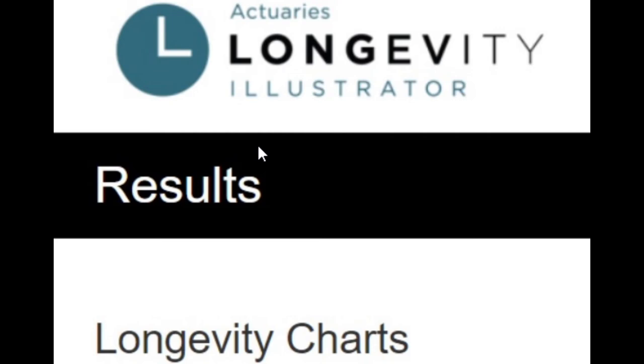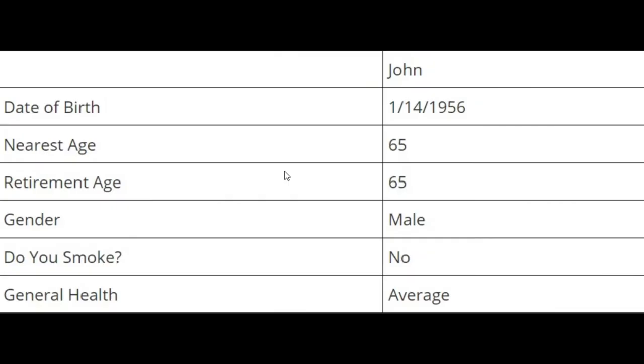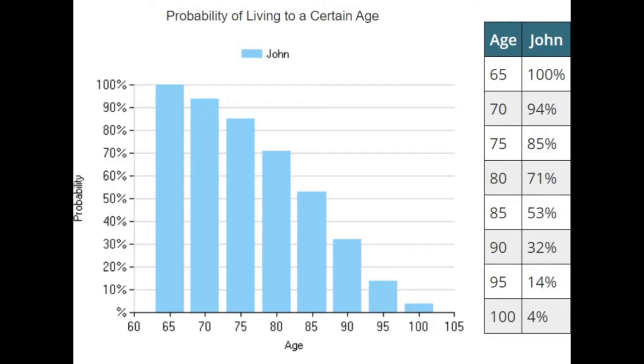Or again, the Actuaries Longevity Illustrator, developed in tandem with the American Academy of Actuaries and the Society of Actuaries, provides probabilities for a given person reaching a specified age. So here, for John at the age of 65, if we assume his retirement begins at 65, you can see the probability he'll live to 85 is given as 53%. The probability he'll live till 90 is given at 32%, and there's even a 4% chance he'll live to age 100.